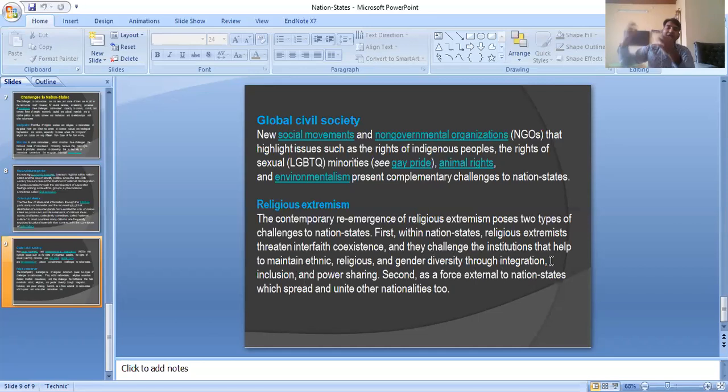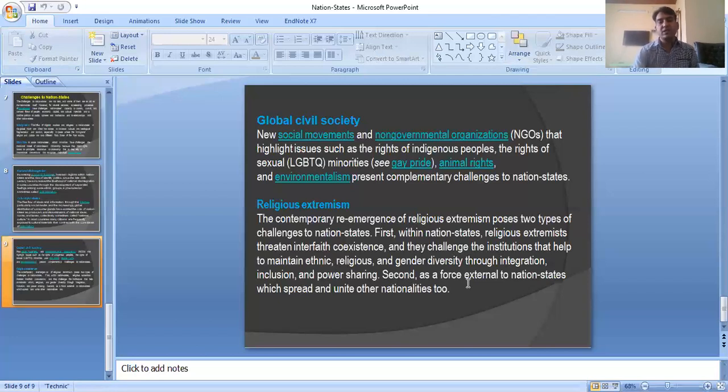So with integration, you have people of different ethnic backgrounds or religions or genders, male, female, whatever the gender you have, and they are united under national integration. But if you have religious extremism, it always has a negative impact on national integration, inclusion and power sharing.